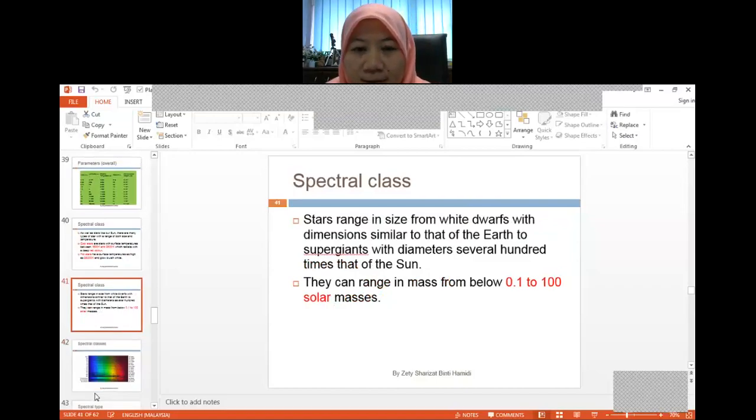All right. Basically, we have the range of the solar mass of about 0.1 to 100 solar masses for each star. And we have sizes from the white dwarf, for instance, which is about our Earth size. And somehow there are also very large supergiant stars here.